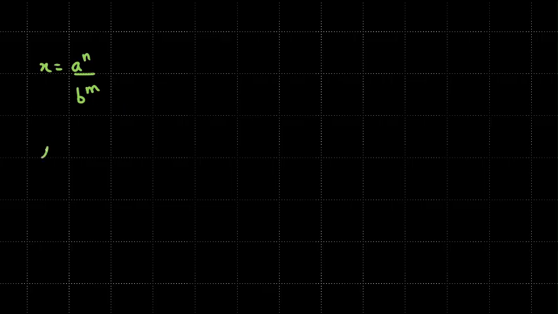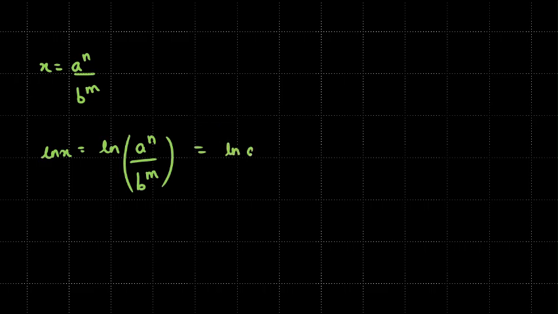So first of all, I took logarithm on both sides. So I took ln on both sides. So it will be ln x equals ln a to the power n divided by b to the power m. Now using the properties of log, I can convert that like this. It will be a subtraction, and I'm adding the modulus sign because it's much more correct to write the modulus sign rather than not writing that.